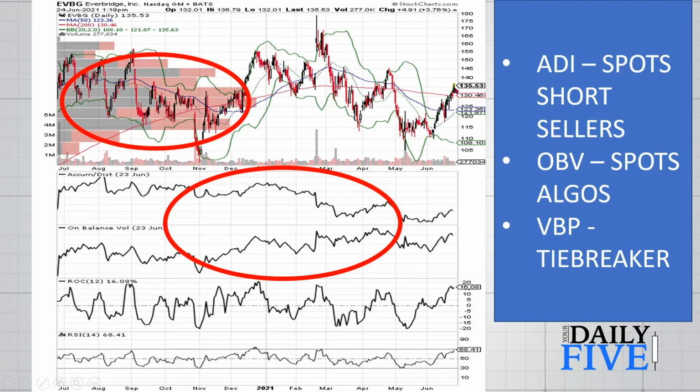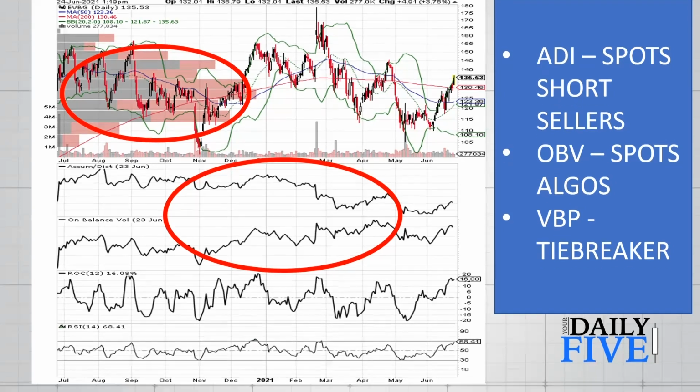All right, so ADI helps you spot short sellers. Unbalanced volume helps you spot algos. Volume by price is your tiebreaker. It's that congestion zone. It tells you exactly where the money is, and it sort of brings you into being very active at watching that stock and seeing what happens.